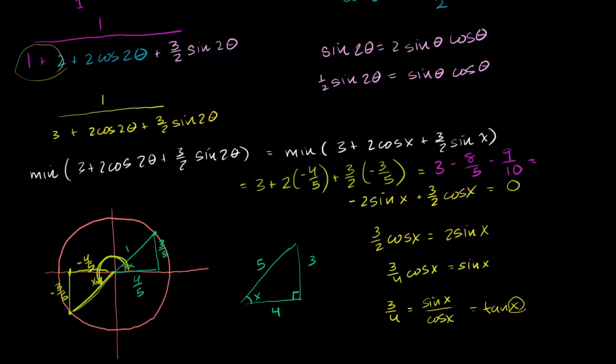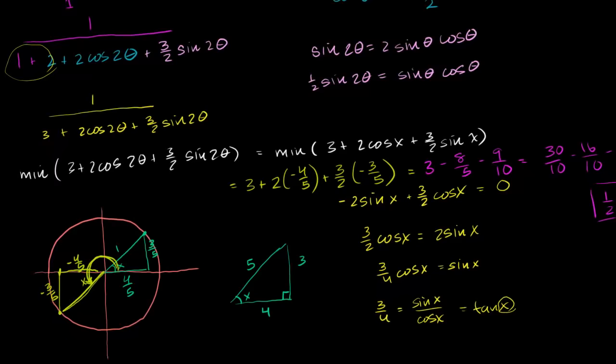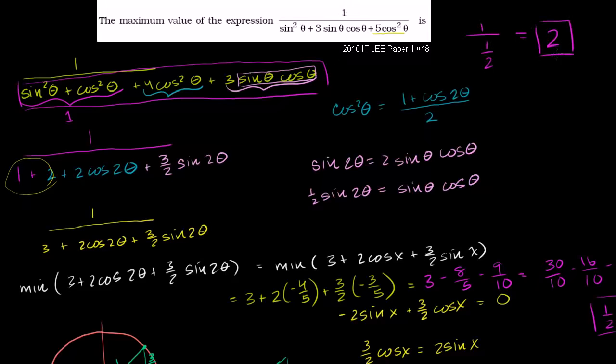So this is going to be equal to, we could put everything over 10. 30 over 10 minus 16 over 10, right? That's 8/5. Minus 9 over 10. And this gives us 5 over 10, or 1/2. So the minimum value for our denominator, everything we've been dealing with so far, the minimum value of all of this business over here, is 1/2. So the maximum value that this whole expression takes is when the denominator is at its minimum value of 1/2. So we get 1 over 1/2, which is equal to 2. And we're done.